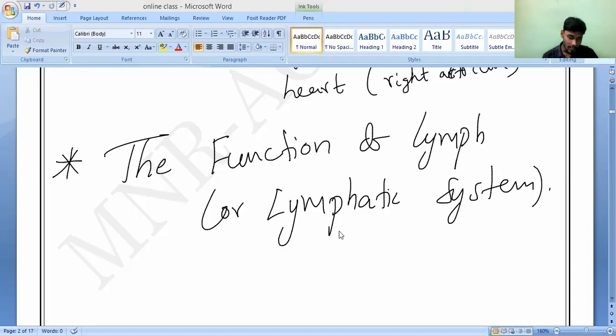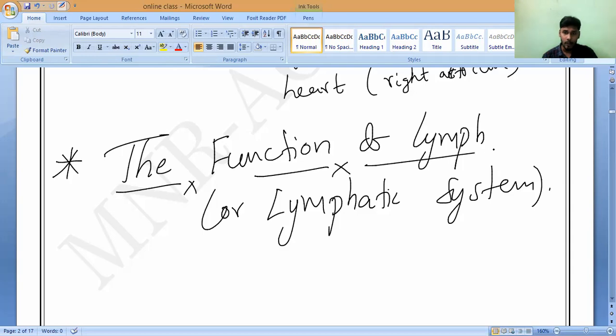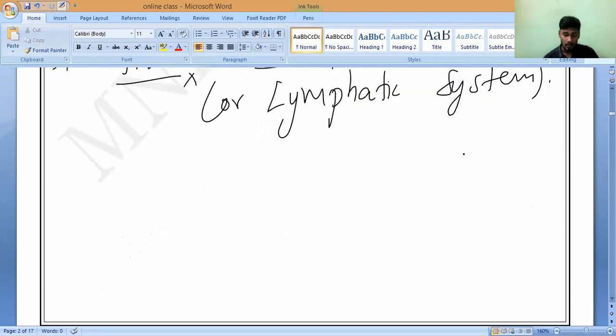Tell me, what is the functions of lymph? Please tell me, all of you. If this lymphatic system is not there, what will happen? One by one, you tell me. We have studied the complete lymphatic system. Then what will happen? Tell me.